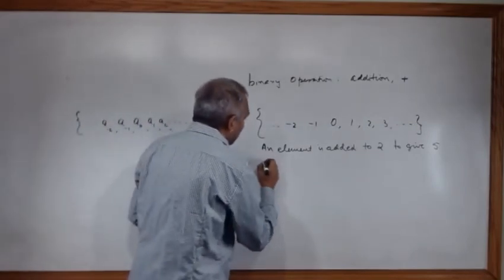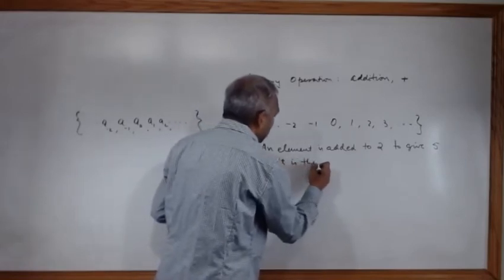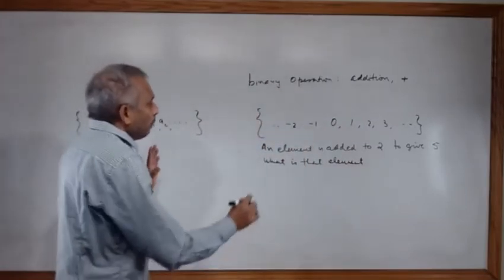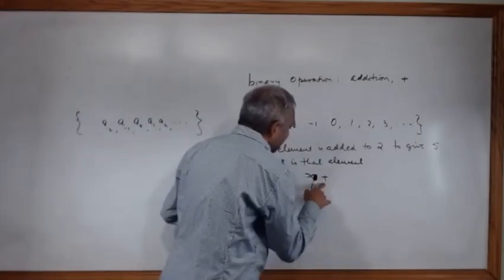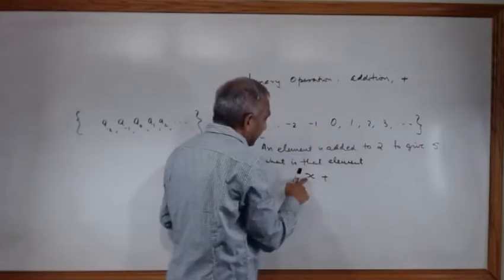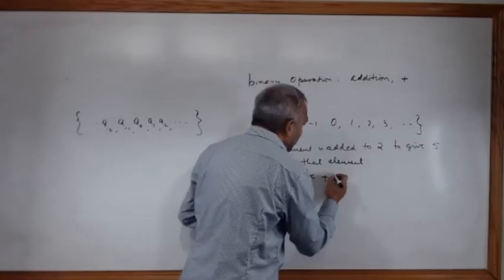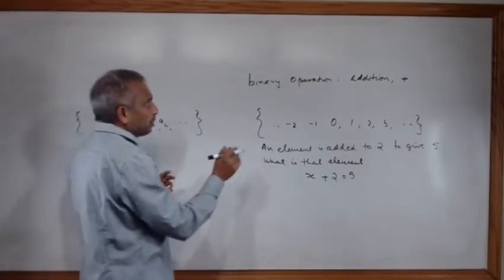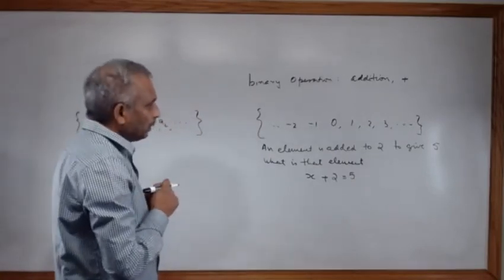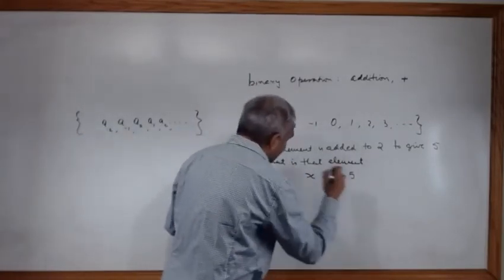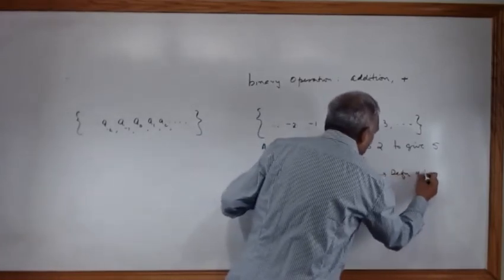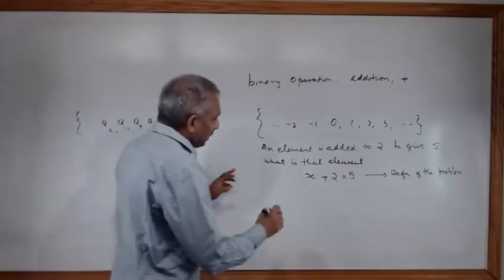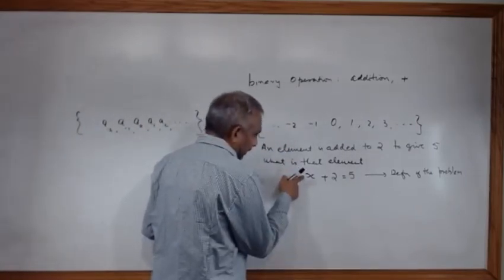Now the question is, what is that element? Normally we will form an equation: x plus 2 is equal to 5, where plus is the binary operation defined here and x is the variable whose value we want to find out. So we form the problem in terms of this binary operation. This is actually the definition of the problem. Our aim is to find the value of x.